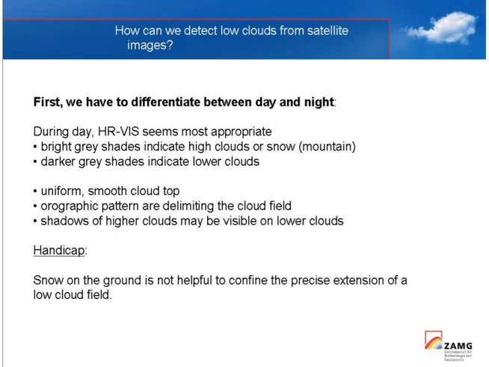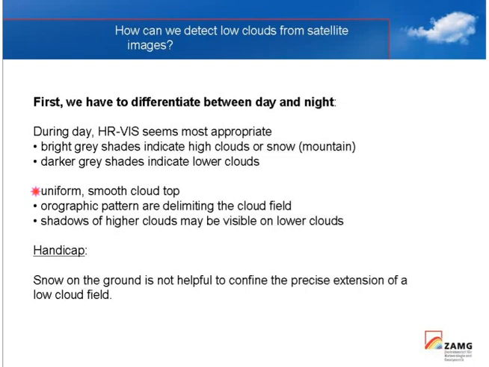So first, we have to differentiate between day and night. We have different methods and different satellite channels, which are best suited for day, and others are better suited for the night situation. So let's start with the day. During the day, I would suggest to use the high-resolution visible image. This seems to be the most appropriate because of its high resolution. As you can see here, bright gray shades indicate high clouds or mountain snow, and darker gray shades indicate lower clouds. I will show you an example in the next slide.